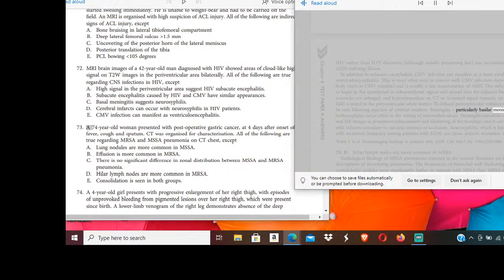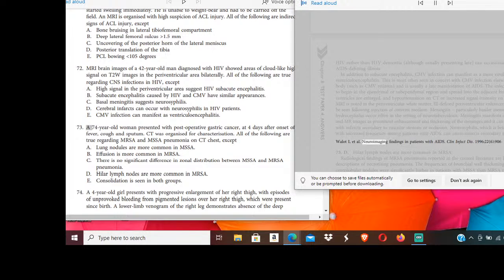Meningitis, particularly basilar meningitis, and hydrocephalus occur often in the setting of neurotuberculosis. Meningitis manifests on CT scans and MR images as prominent enhancement and thickening of the meninges, and it can be associated with infarct secondary to vascular stenosis or occlusion. Neurosyphilis, which is being diagnosed with increased frequency among patients with AIDS, can cause infarct secondary to arteritis.